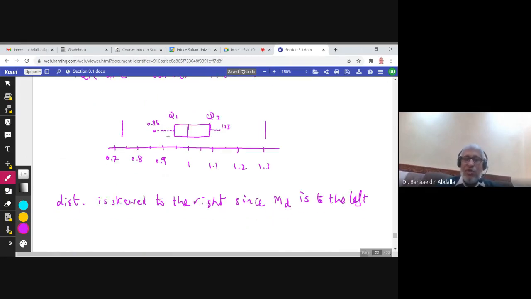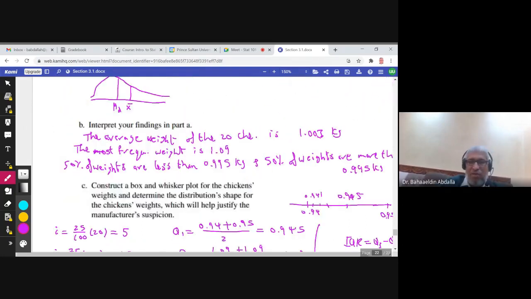Notice that the left whisker is longer than the right whisker. It suggests that this distribution is skewed to the left, but it is not the case because the median goes to the left and the mean is greater than the median. So we say that the distribution is skewed to the right.